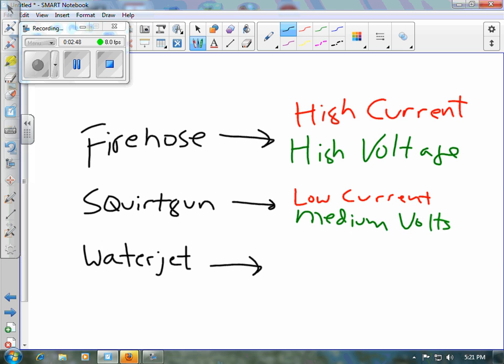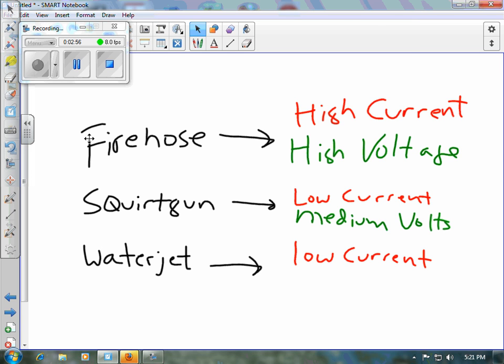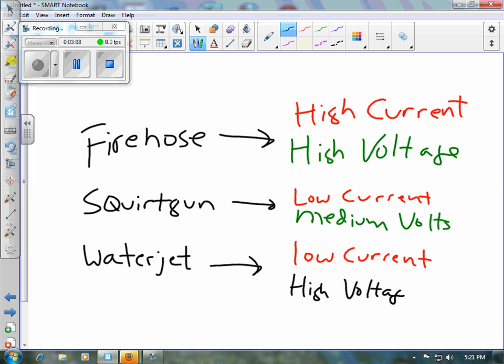So water jet, it's low current because there's not a lot of water flowing, but boy, is it high voltage, and it'll cut right through anything. High voltage. Okay, now that's just part of that analogy.